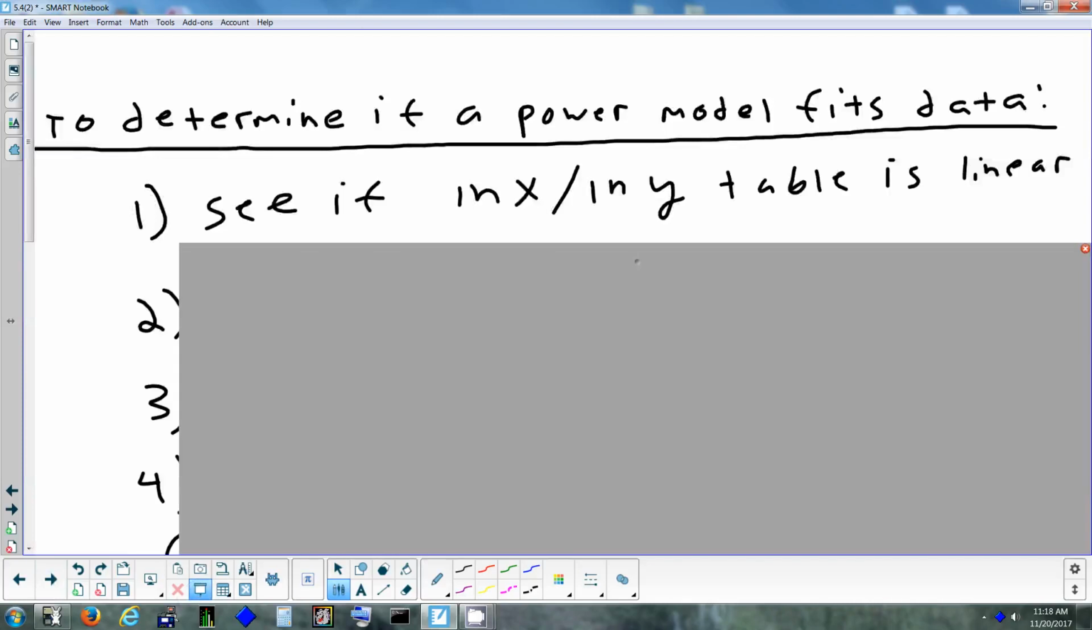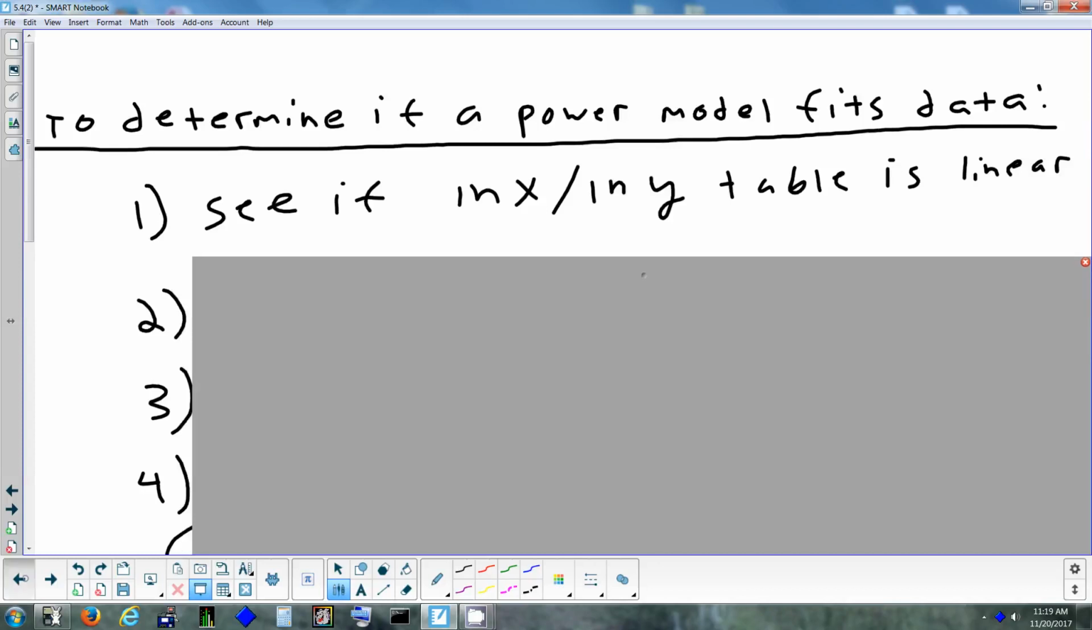Now, after you create that ln x, ln y table to see if your points are linear, you're done with it. You never use it again for the problem. The only purpose of it is to determine if we should use a power model. After that, you can throw the table away. You don't need it. So everything else here, we're going back to the original table of data, the x y table.